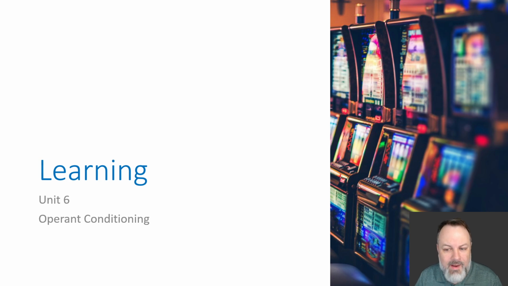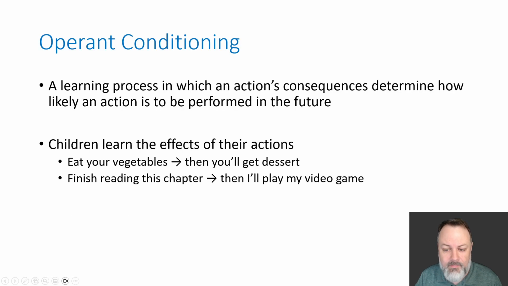Hey everyone. In this section, we're going to discuss another type of associative learning, which is known as operant conditioning. Operant conditioning is a learning process in which the action's consequences determine how likely a behavior is to be performed in the future. Whether or not you realize it, you're aware of this. We use this all the time to shape behaviors.